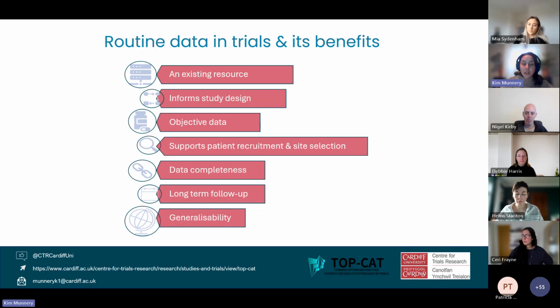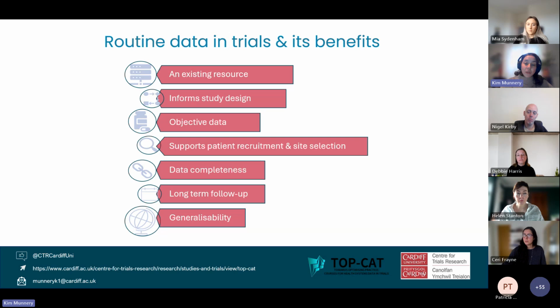And with site selection, that's being used more recently, actually, where routine data can support site feasibility checks. So that's another good way of using routine data itself. Data completeness, so linking routine data with other data sources, like data collected in trials or other routine data sets that may be in a different area, so not health, it could be education, and that might enhance your trial data set at the end that is being analysed.